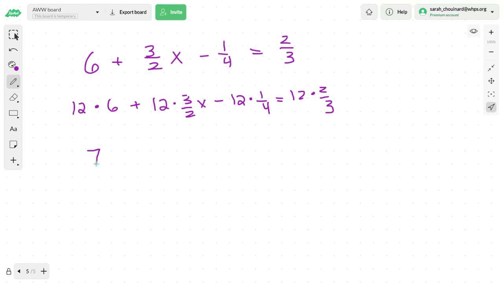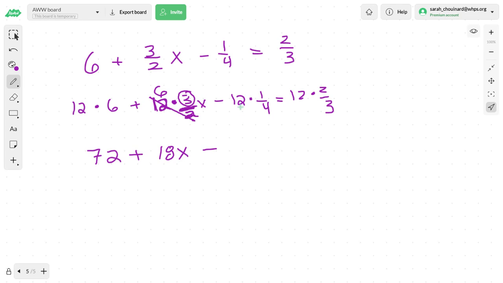So 12 times 6 is 72. 12 times 3 halves. Some of you guys might already know what that is. That's 18x. But the quick way that I like to get it is I like to think of this as divided by 2. So the fraction bar is really division. So I'm going to do it a little bit out of order here. I'm going to do 12 divided by 2. 12 divided by 2 makes 6. And I'm going to multiply 6 by the remaining 3 from the fraction. 6 times 3 is 18x.